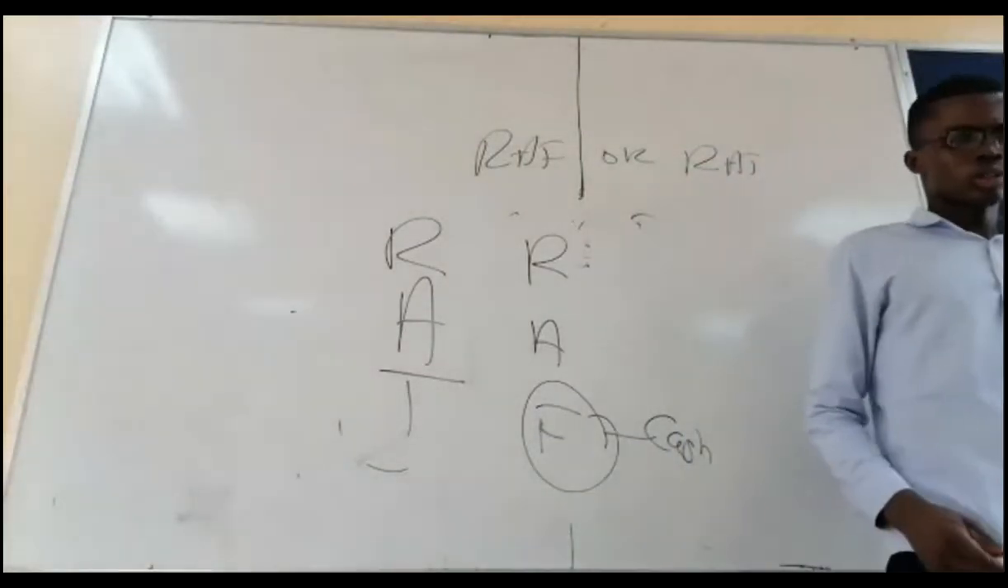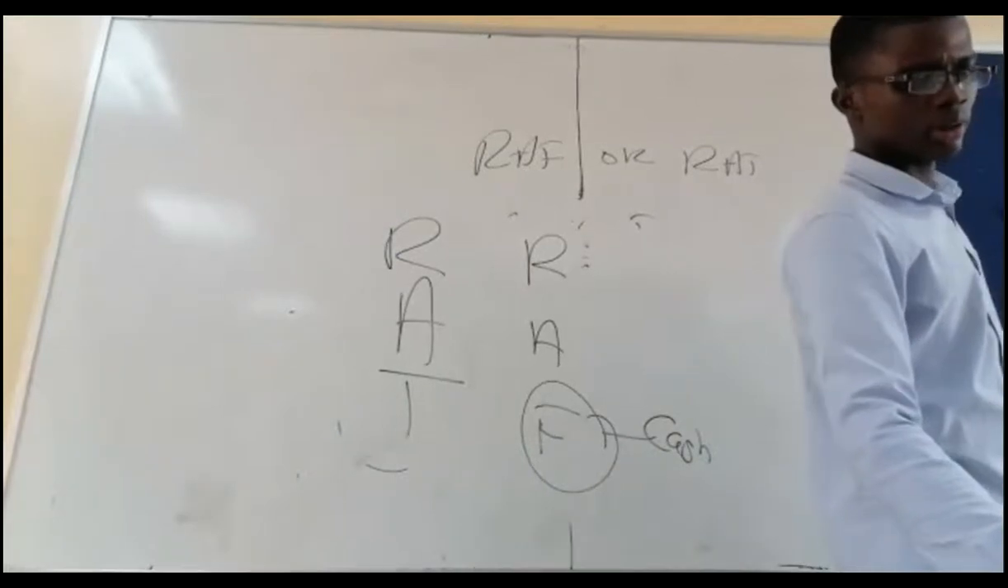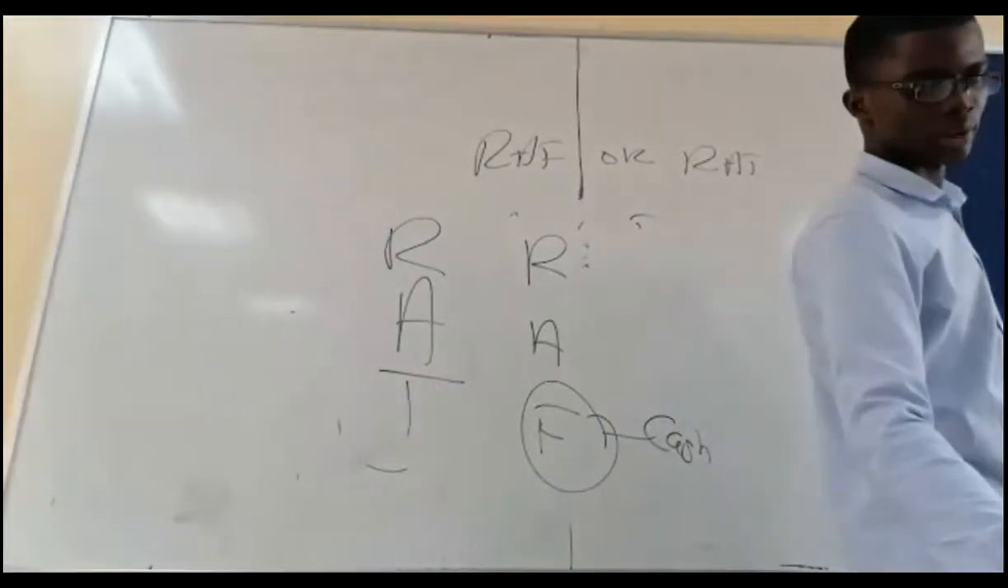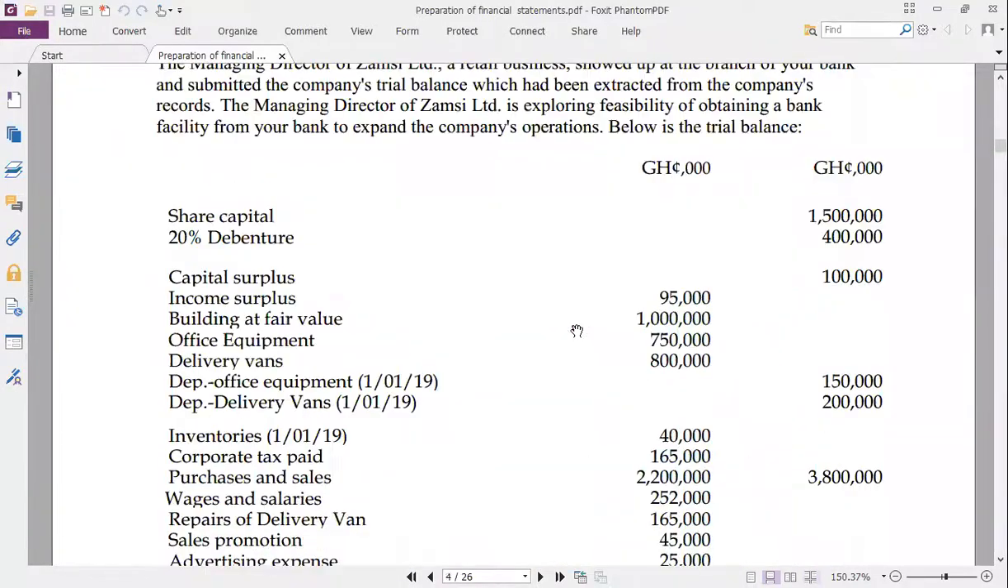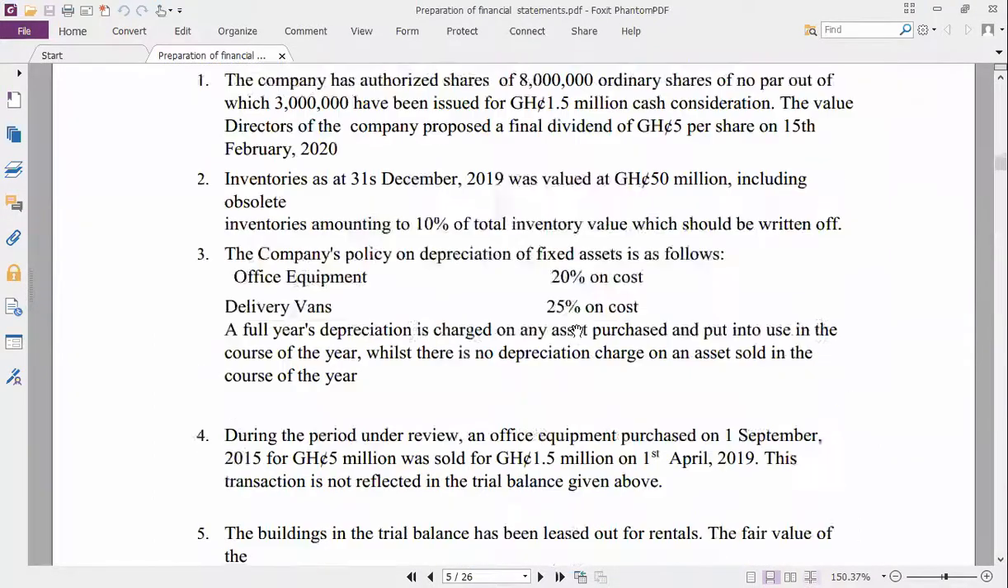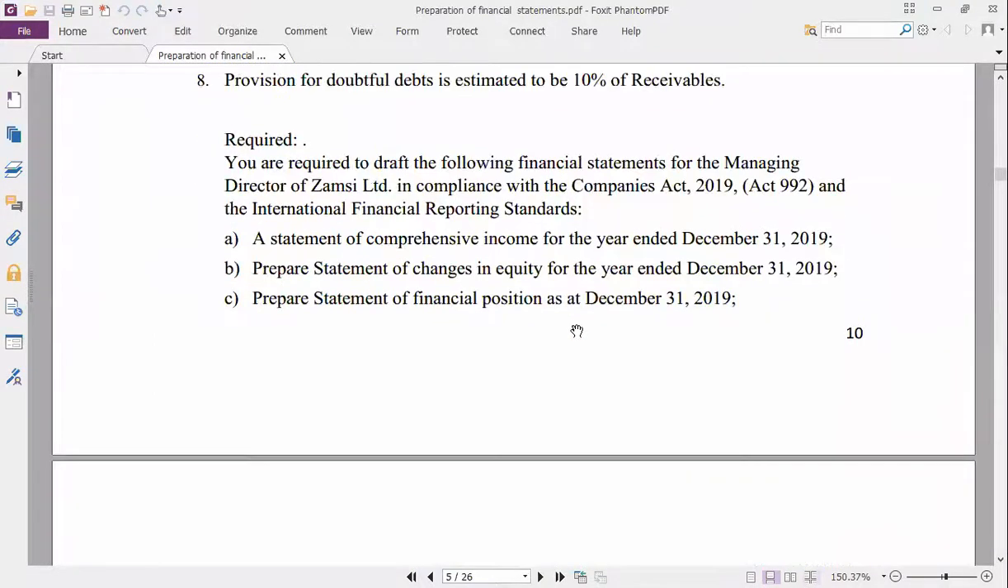Good. So we'll go straight to the requirements. So let's go to the requirements. So what is the question itself? So that's question 2, ZAMC. So ZAMC, you go to question 2. I'll go to the requirements. You are required to draft the following financial statements for the managing director of ZAMC Limited in compliance with the Companies Act 2019, Act 992, and the International Financial Reporting Standards.